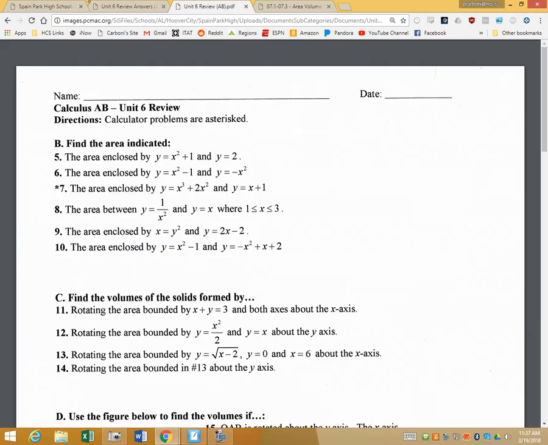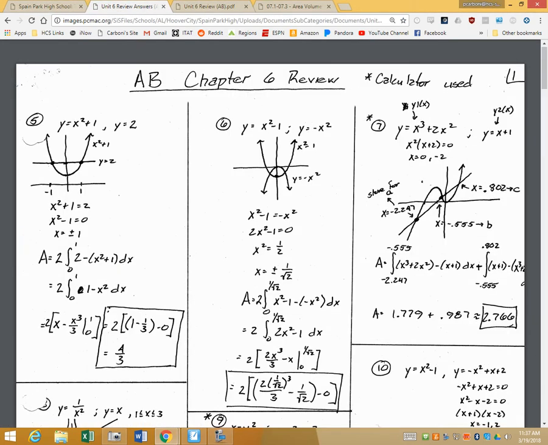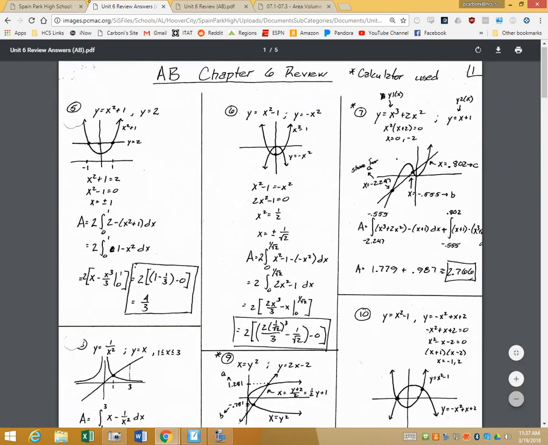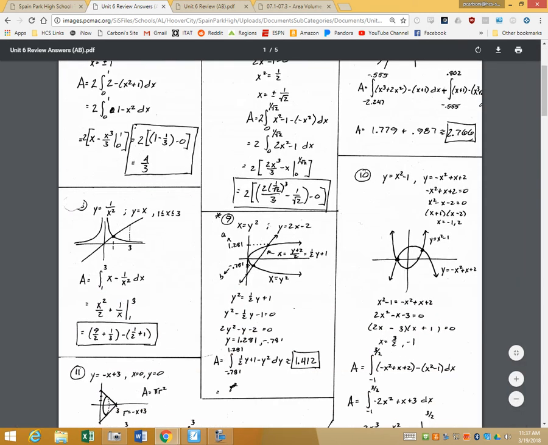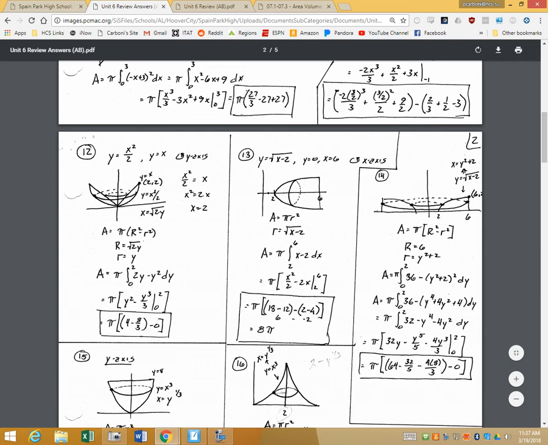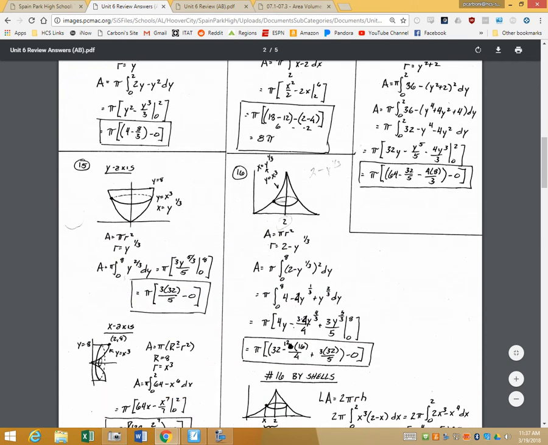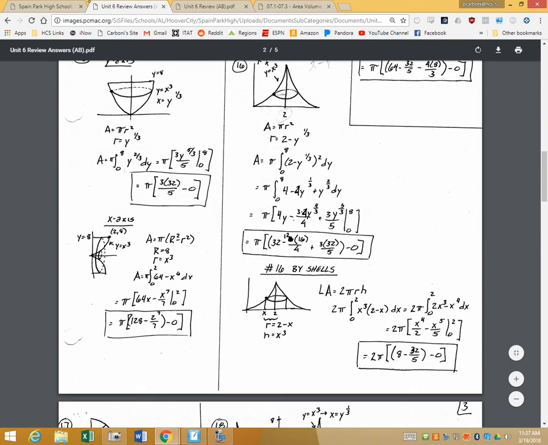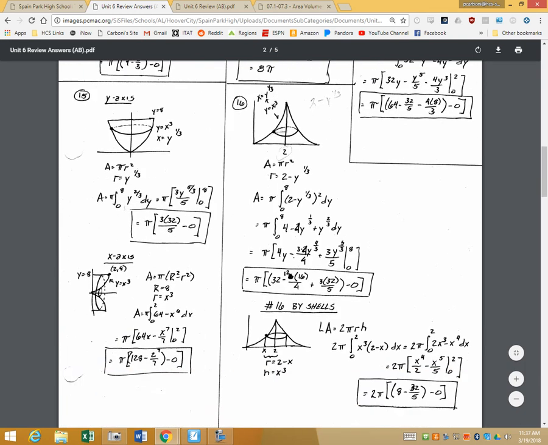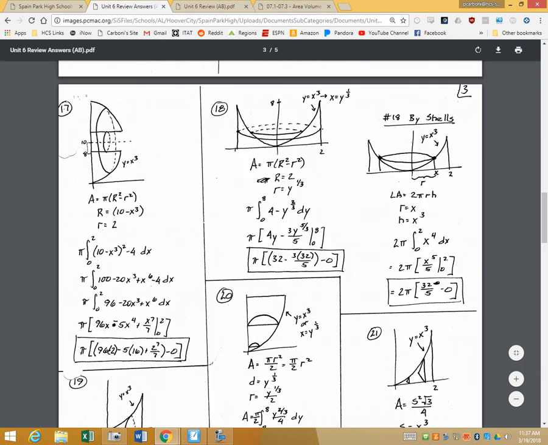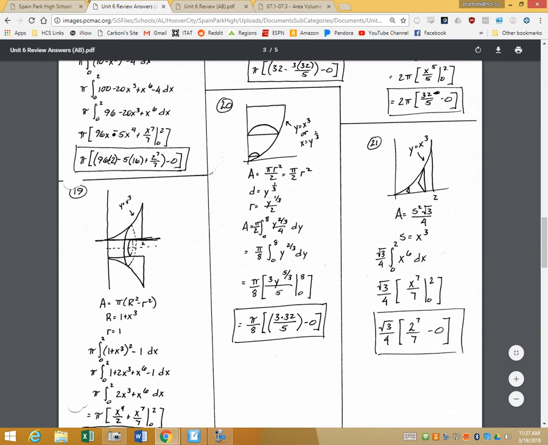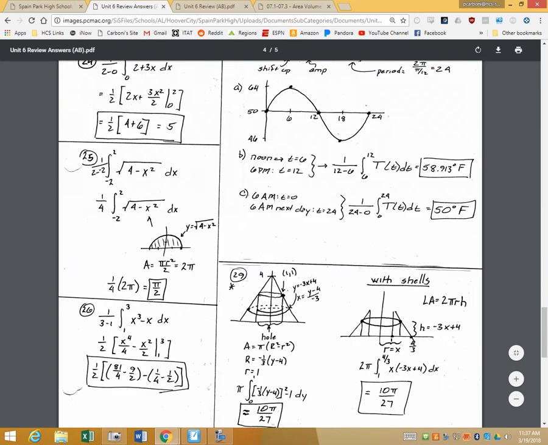So the review on the answers, I believe that when it was possible, I also worked volumes with shells. So if you see anything with shells, just ignore that part. It's a different way of doing volumes, and you don't need to worry about being able to do anything with shells. These are good pictures. I'm quite the artist.